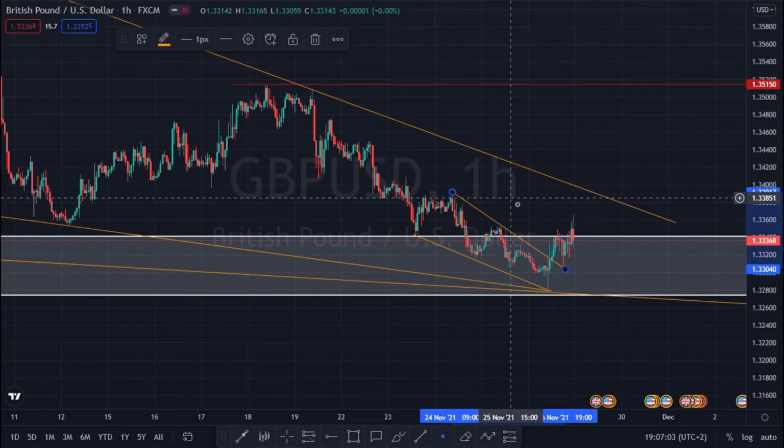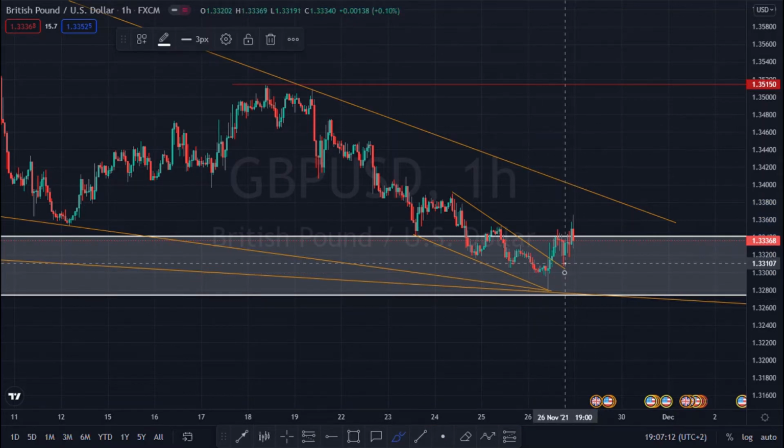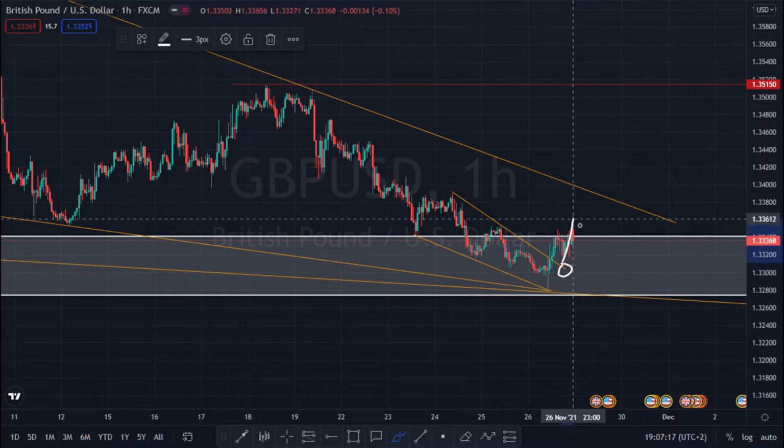So what we can expect is that the market will shoot up and retest, like how the market has done over here. Let me just highlight that level for us right there. The market came back and it retested this particular level for us. After it retested, we got a nice beautiful impulse towards the upside.